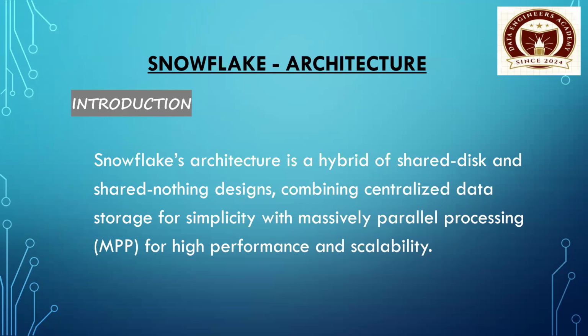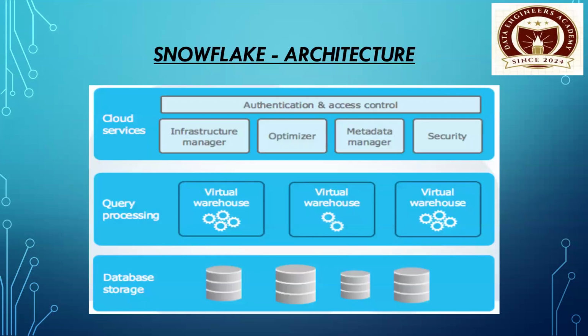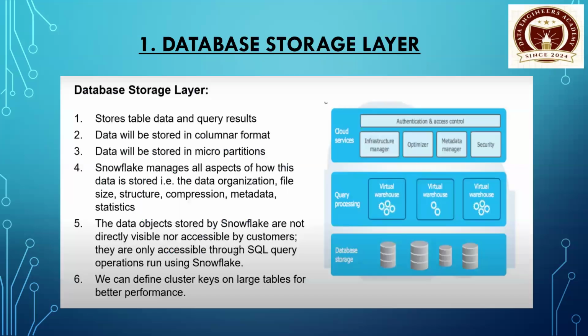and Snowflake utilizes a central data repository for persistent data. Snowflake uses massively parallel processing clusters for query processing. It is high performance and scalable. And Snowflake architecture contains three layers. First one, cloud services layer, query processing layer, and database storage layer. And we have to start from the bottom layer, which is the database storage layer.